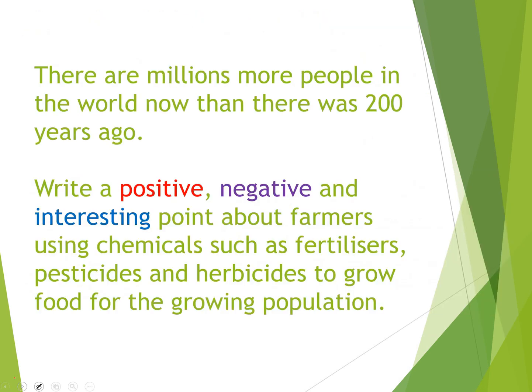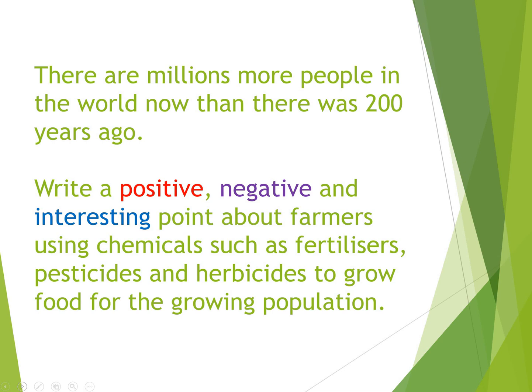So, new page in your book then. There are millions more people in the world now than there were over 200 years ago. And this creates a problem, because if there are millions more people, they need more resources, both food, space, accommodation, habitat to live in. And along with needing these resources, they also produce more waste. So if we've got more people, we need to produce more food for them.